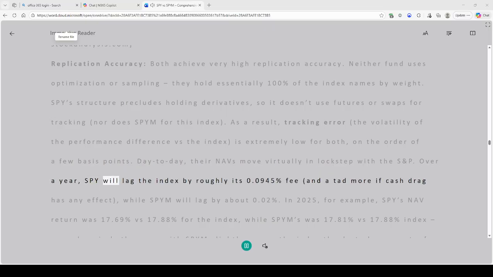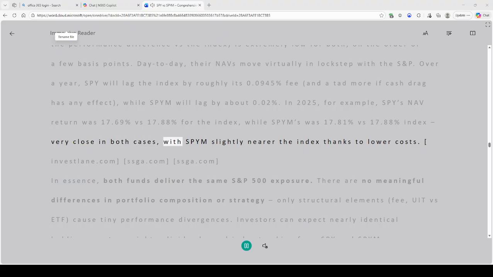Over a year, SPY will lag the index by roughly its 0.0945% fee, and a tad more if cash drag has any effect, while SPYM will lag by about 0.02%. In 2025, for example, SPY's NAV return was 17.69% versus 17.88% for the index, while SPYM's was 17.81% versus 17.88% for the index, very close in both cases, with SPYM slightly nearer the index thanks to lower costs.